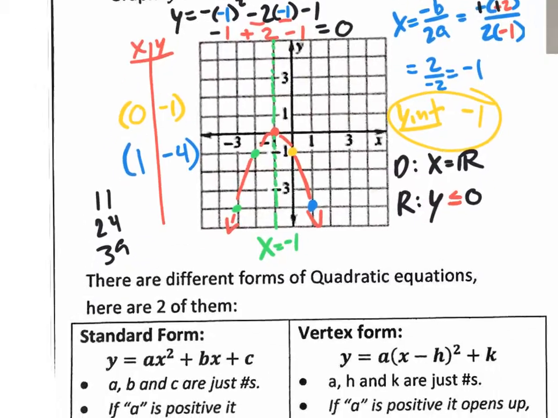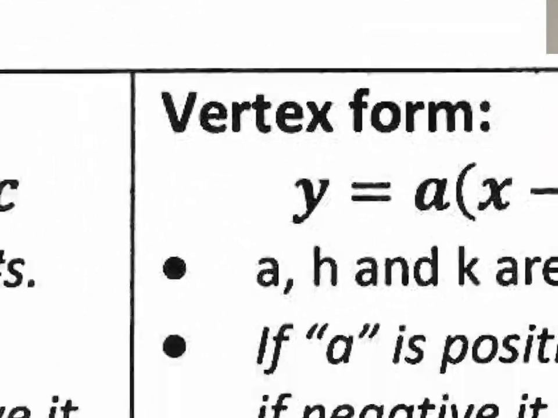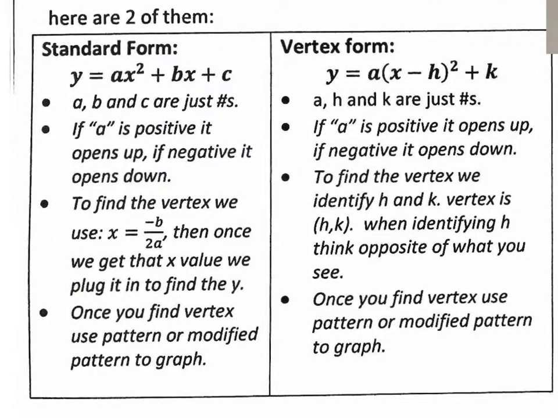Anyway, let's move on to today's main lesson, learning about vertex form, okay? So I just made a little chart here. I explained standard form, what we've been working with. We already know A, B, and C are just numbers. We already know if A is positive, the parabola opens up. If it's negative, it opens down. We even know that the A value affects how wide it is or how narrow it is. The closer the A value is to 0, the wider it is.